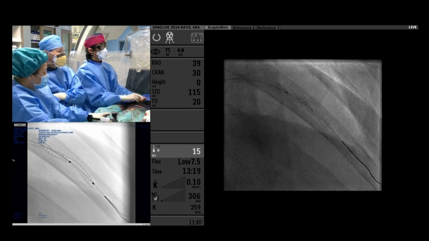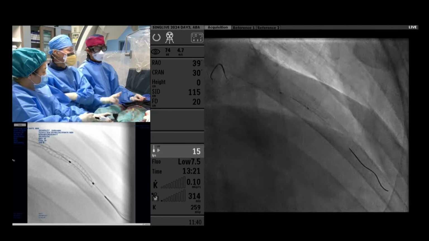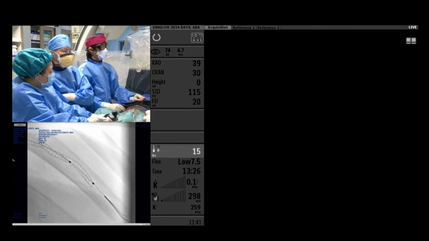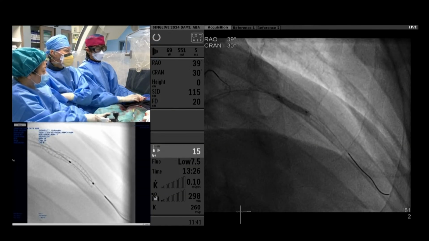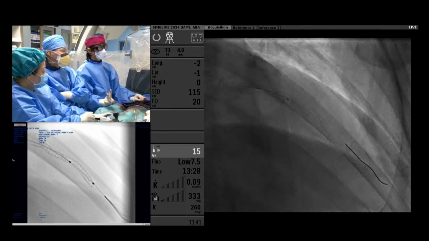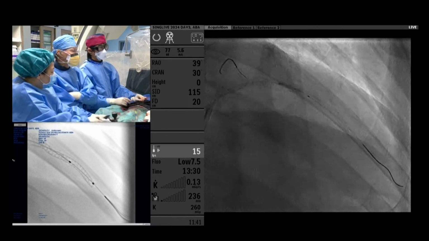So right now, I don't know whether Dr. Pereira or any of our other panelists have any additional tips and tricks, or is this just going to be more post-dilatation? Anything else you would recommend at this point in time?